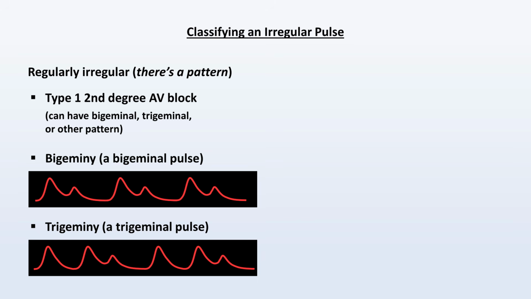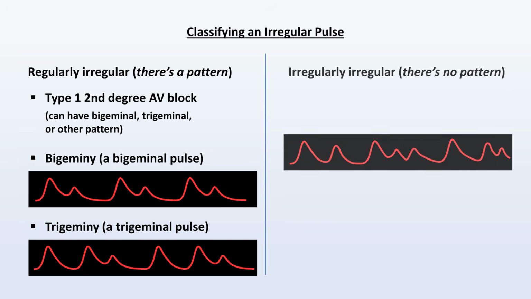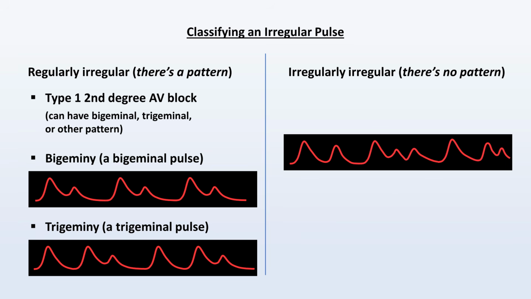It's okay if you're not yet familiar with those rhythms from ECG interpretation. Alternatively, the pulse may be irregularly irregular, meaning that there is no pattern, that it feels random. That's what's seen with atrial fibrillation and atrial flutter with variable block.